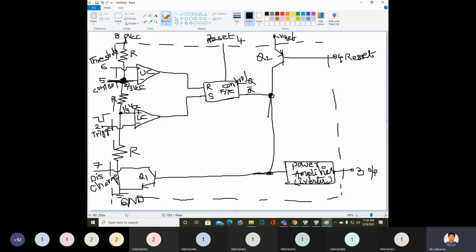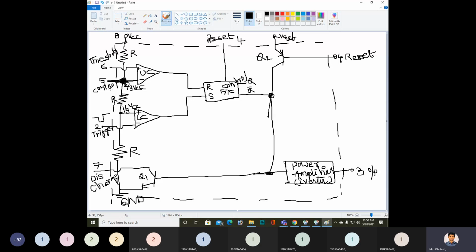Here the other inputs for the comparators are the control voltage and the trigger. For the upper comparator we are applying the control voltage as the other input. For the lower comparator we are applying the trigger as the other input.